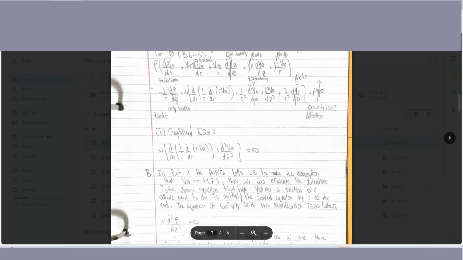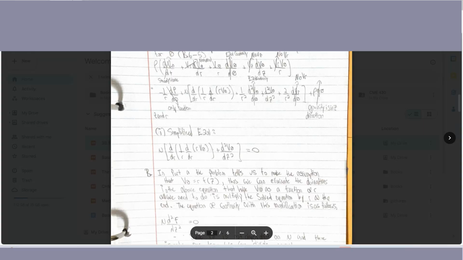dp d theta is only a function of r and z. We understood that from the last part of the problem. d squared v theta d theta squared, again, same as this assumption here. And dvr d theta, again, no v r. And gravity is not a function of theta because it's usually just a function of z. Sometimes it's not, but in this case gravity is in the z direction. So just simplify the equation, and you get this.